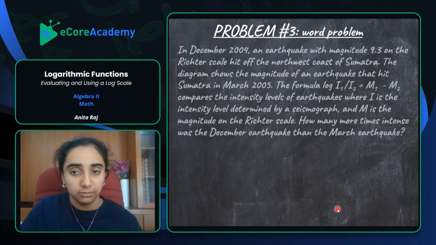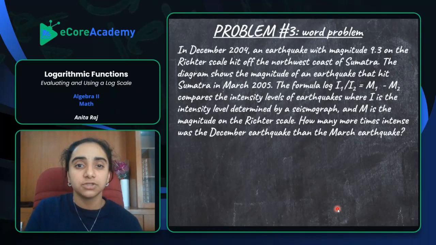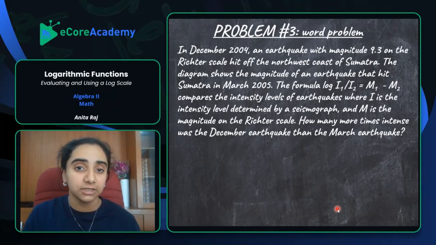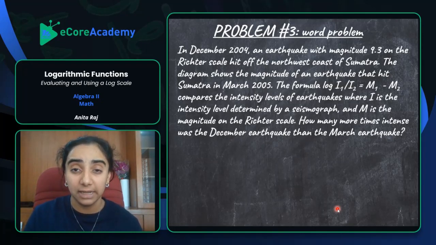Problem number 3 is going to be a realistic application using the Richter scale. And I know this is wordy, but I'll help you break it down. I think this is a good example of being given a problem where you're given so much background information that you really don't need, and then pulling out the essentials to answer an actually relatively simple question at the end. So let's read the problem.